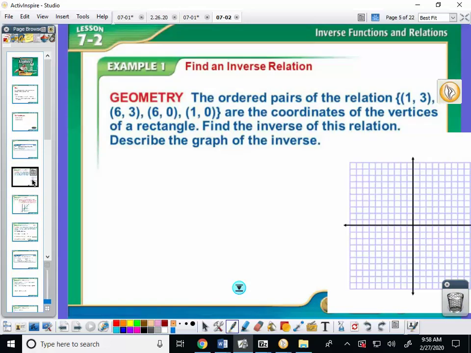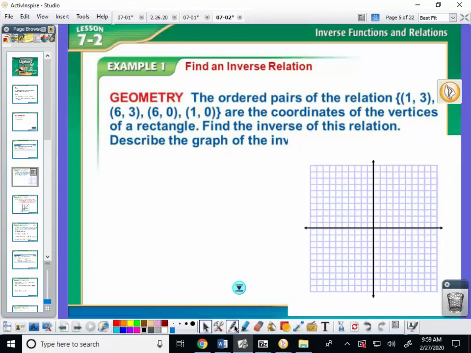It says the ordered pairs of the relation that are given are the coordinates of the vertices of a rectangle. Find the inverse of this relation, and describe the graph of the inverse. Okay, so let's start by plotting these ordered pairs. Can you go ahead and do that? Plot (1, 3) on your graph. They should form a rectangle.